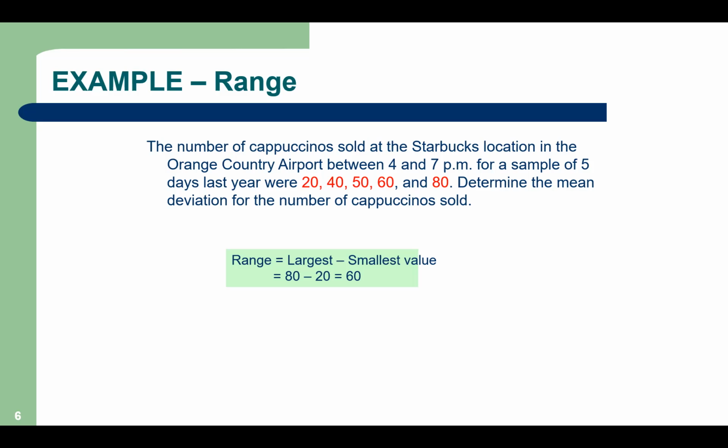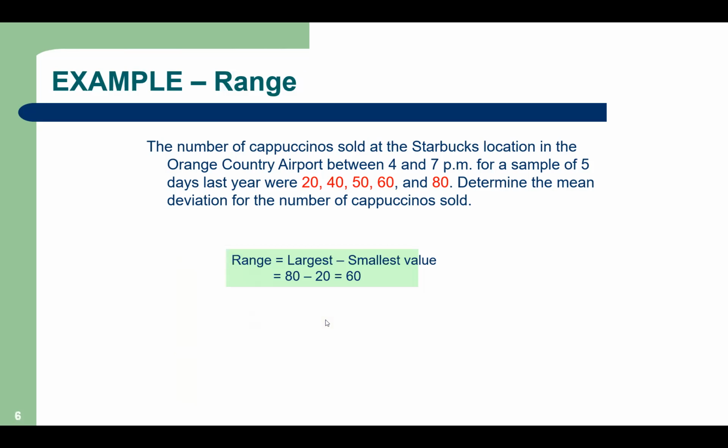The highest number of coffees sold in a day is 80. So 80 minus the lowest value, that is 20, gives 60. This tells us that the range of coffees they sold is 60. From 20 to 80, the range is 60. This is how we find the range of any data that we have in hand.